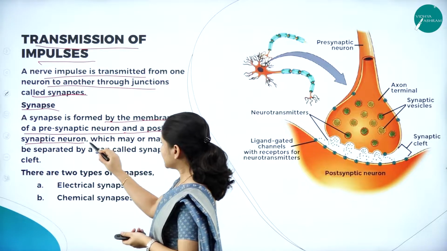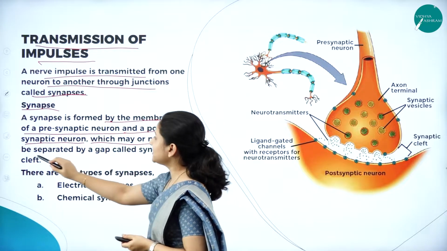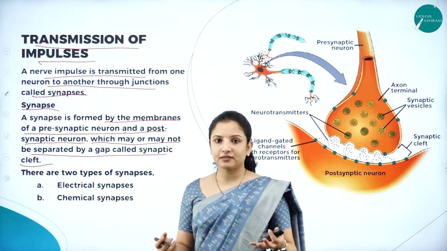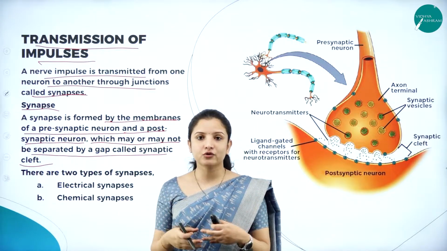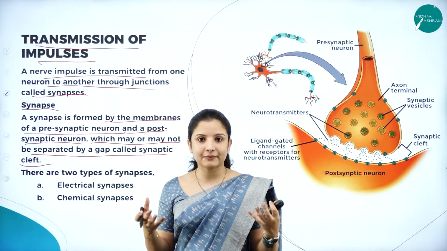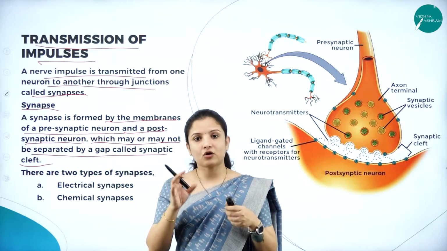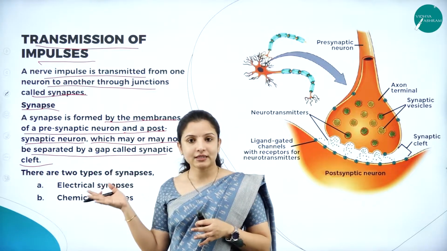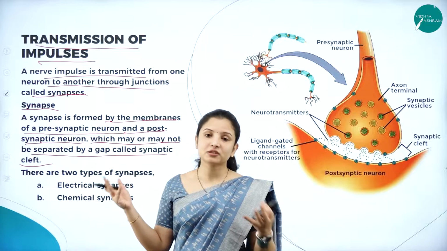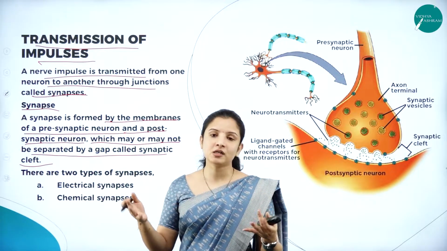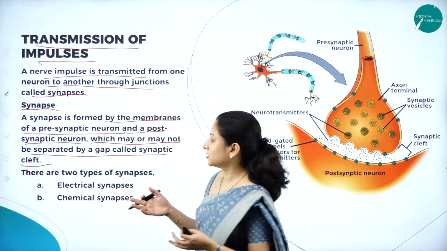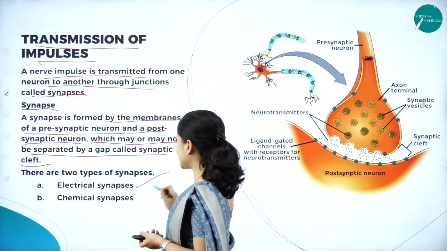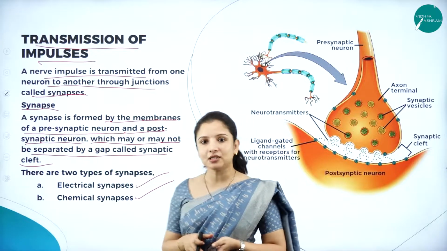This synapse may or may not be separated by a gap, which is called a synaptic cleft. Between some of the neurons or synaptic knobs, there is a cleft or a gap present, which is called the synaptic cleft. Not necessarily that it has to be present, because some neurons will not have a cleft between the synapses. And there are two types of synapses: one is the electrical synapse and the second one is the chemical synapse.